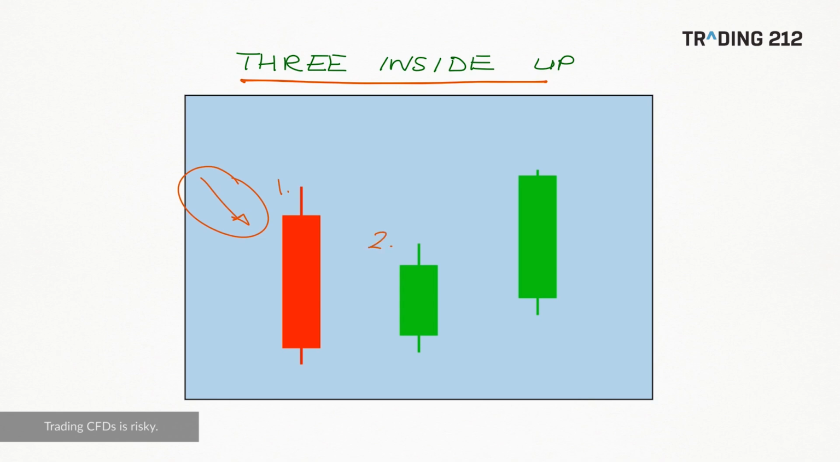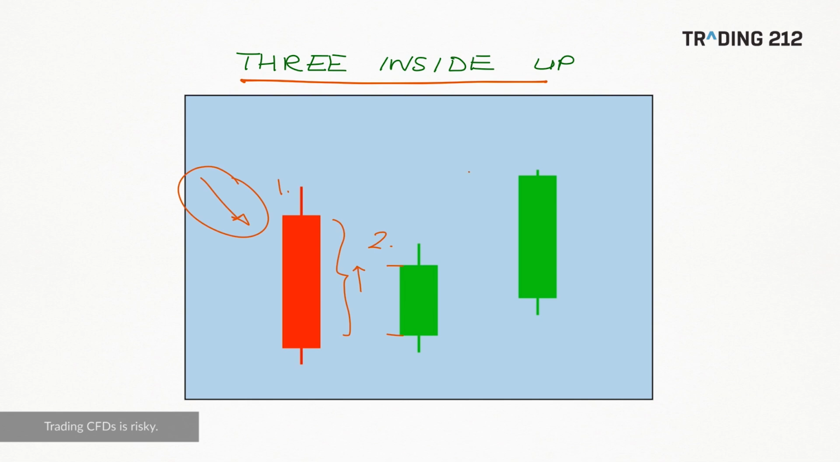Next, the second candle is a green candle, and it's got a smaller body. What you're looking for is for the body of that green candle to be contained entirely within the body of the prior red candle, and even better if it can penetrate more than halfway up into that candle.